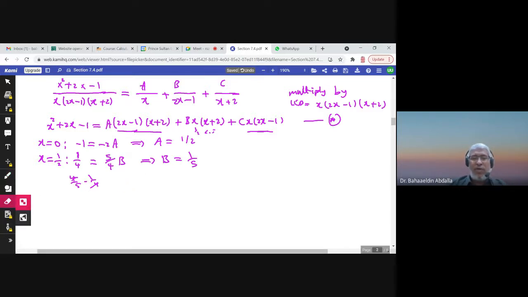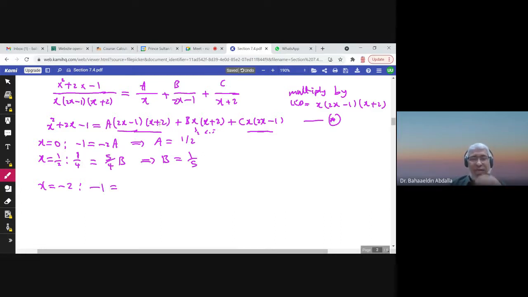Now we found a and b. So what to do next? What is the third zero? The third zero, x plus 2. The zero of x plus 2 is negative 2. So let me replace x by negative 2. When you raise negative 2 to the power 2, and don't forget the parentheses, you get 4, plus 2 times negative 2 minus 4 minus 1. So the answer is negative 1. The left-hand side is negative 1.